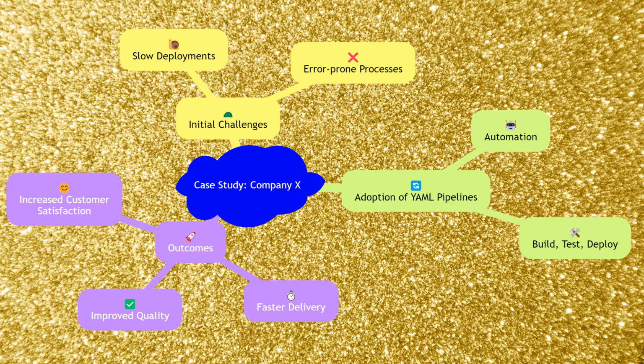Company X was struggling with slow and error-prone manual deployment processes. By adopting YAML pipelines, they were able to automate their build, test, and deployment workflows, significantly reducing the time and effort required to release new features. This led to faster delivery times, improved quality, and increased customer satisfaction.